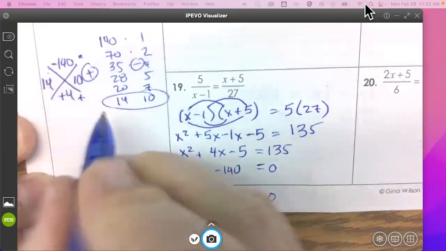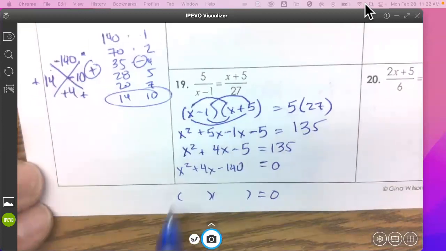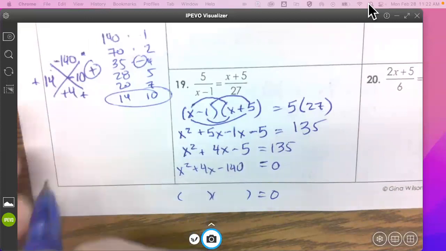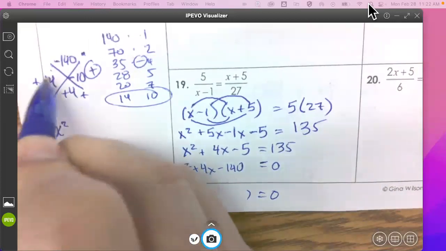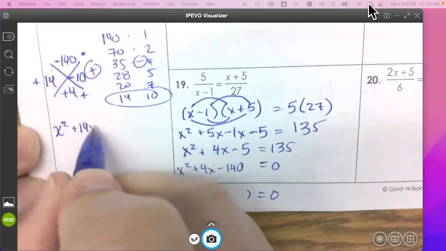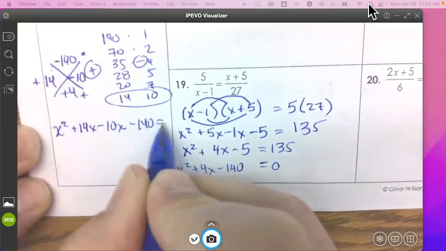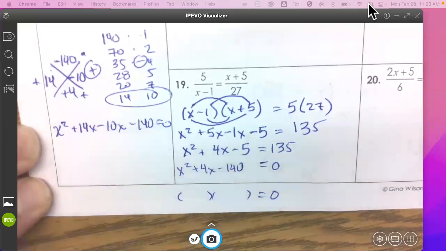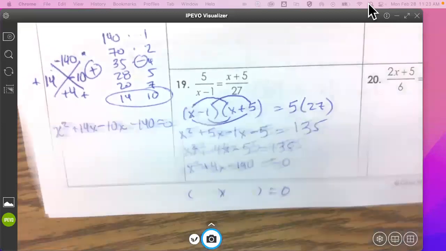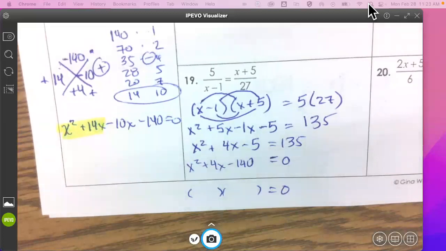14 times 10. My 14 is going to be positive. My 10 is going to be negative. So I'm going to rewrite this expression. X squared, instead of a plus 4x, I'm going to write it as 14x minus 10x minus 140 equals 0. Still the same, right? 14 and minus 10 makes positive 4. But I'm now going to do a factoring by grouping.